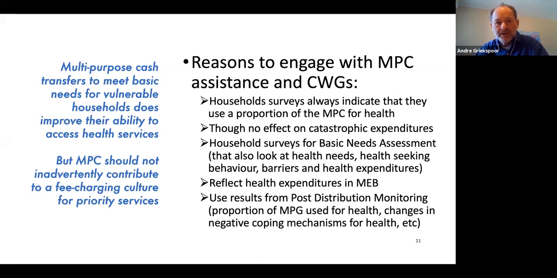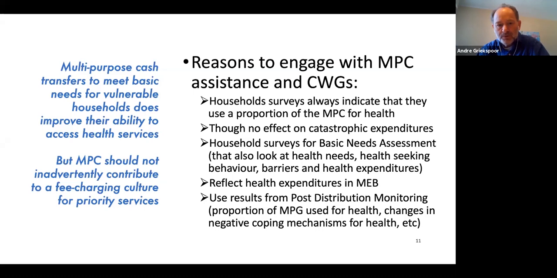Now, following this, there's a few key reasons why the health sector, cluster coordinators and partners should engage with multi-purpose cash assistance and the work that is being done by cash working groups on this in countries. One is indeed the acknowledgement that no matter what policy we have on trying to get services free at the point of delivery, we always see in household surveys that households indicate that they use a proportion of their multi-purpose cash transfer for health. We see that these multi-purpose cash transfers do not have any effect on catastrophic expenditures. And if you understand the logic of illness and the diversity of expenditures, you will understand this.